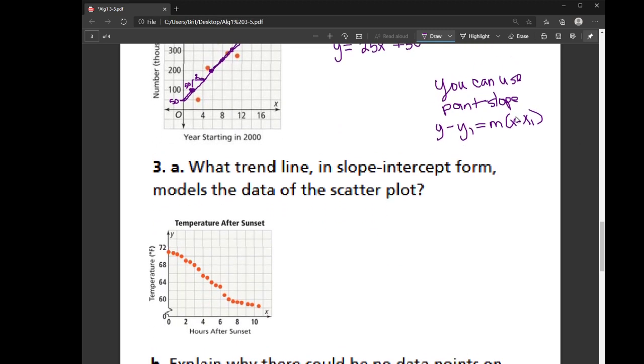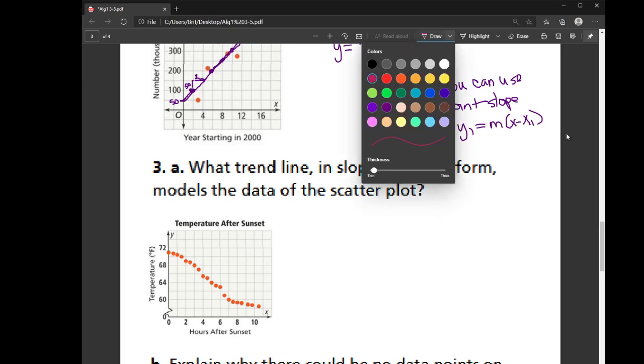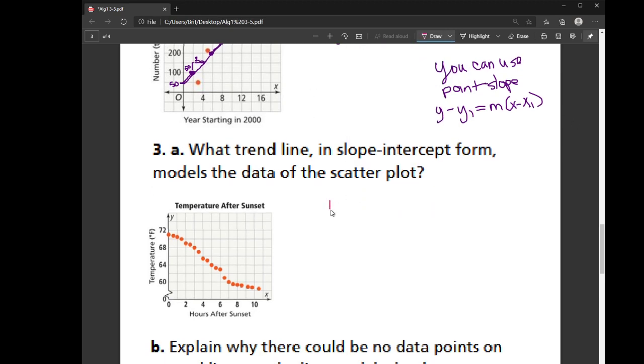Now this one specifically states to write the trend line in slope-intercept form, so on this one I have to use y equals mx plus b. I'm going to go ahead and attempt to draw my line. I'm looking for points where I may have crossed. So it looks like maybe right here to right here.